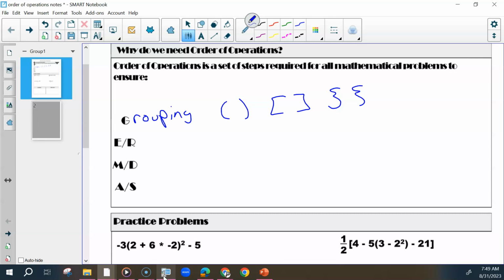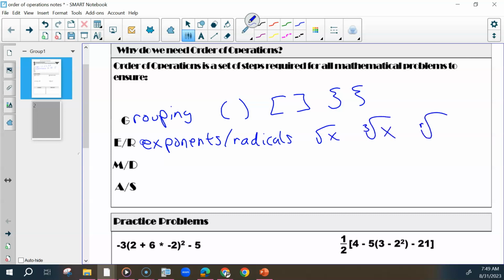Your ER is your exponents and radicals, radicals being your square roots, your cube roots, your nth roots. And then the M or the D is multiplying or dividing, whichever comes first, reading left to right.